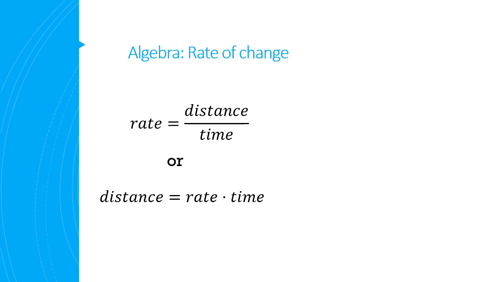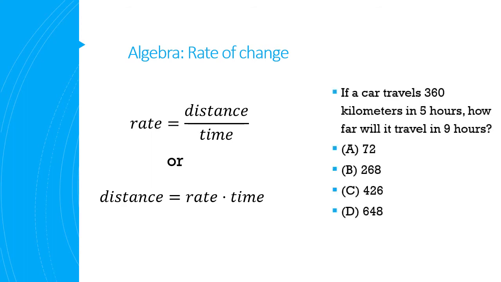Next, make sure that you know how to use the rate equation and are able to recognize problems where it is needed. So, for instance, in this problem we're given the distance that a car travels and how long it took to travel. So we can use the first form of the rate equation, plug in the 360 for the distance and 5 hours for the time. If we divide those, it turns out that gives us 72 kilometers per hour.